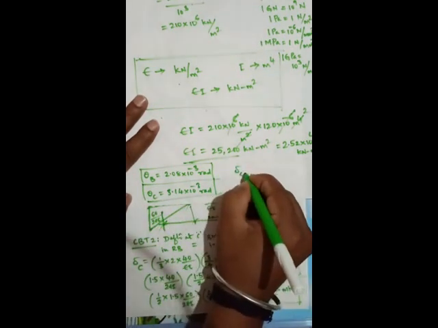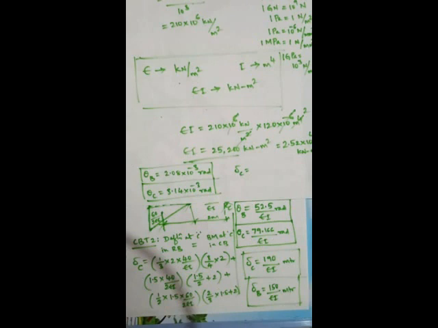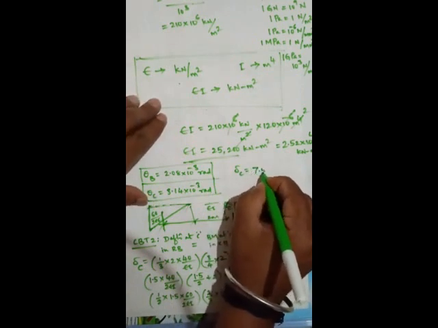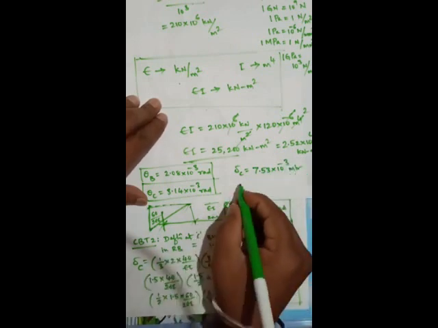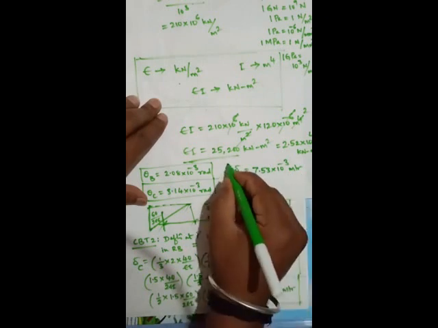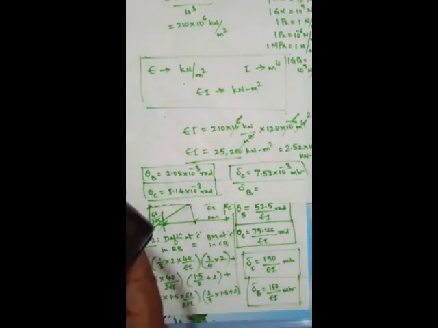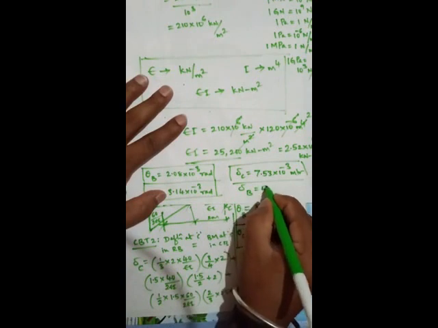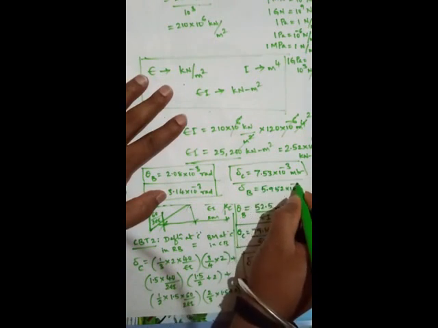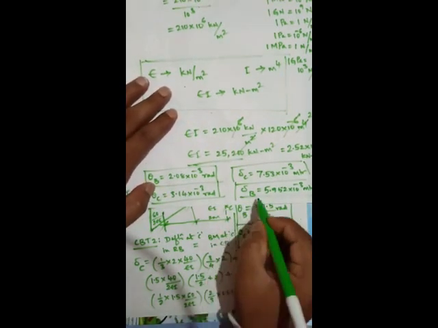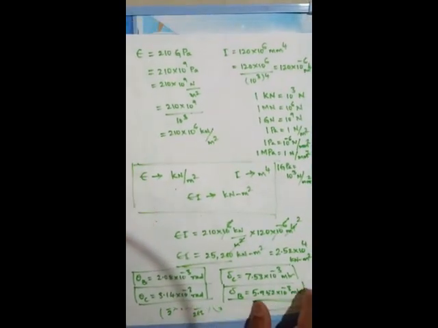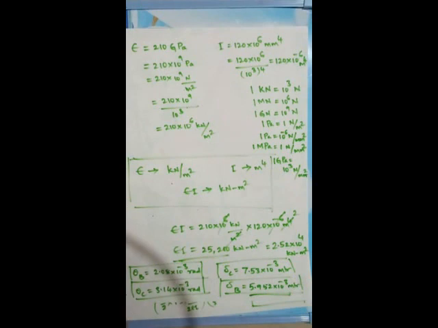Then delta c, that is 190 divided by 25200, 7.53 into 10 raised to minus 3 meters. Then delta b, 150 divided by 25200, 5.952 into 10 raised to minus 3 meters. So these are the final answers after substitution of these EI values.